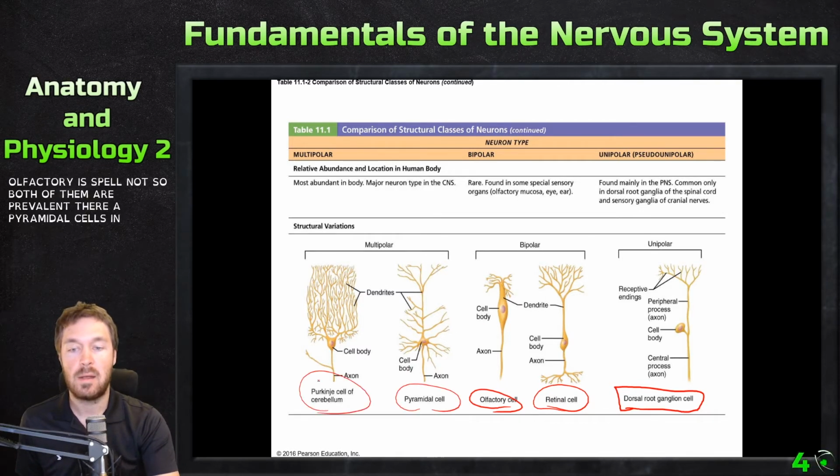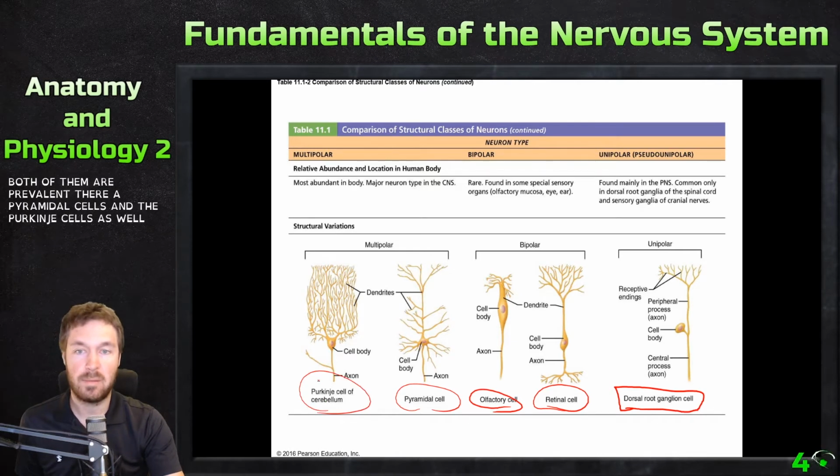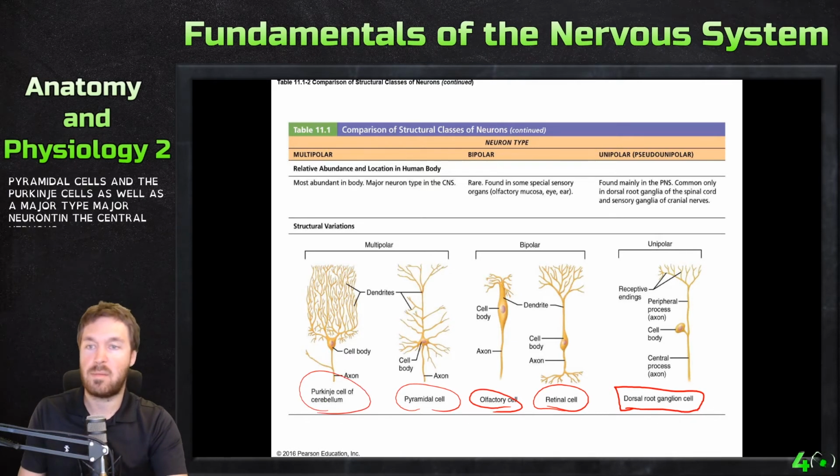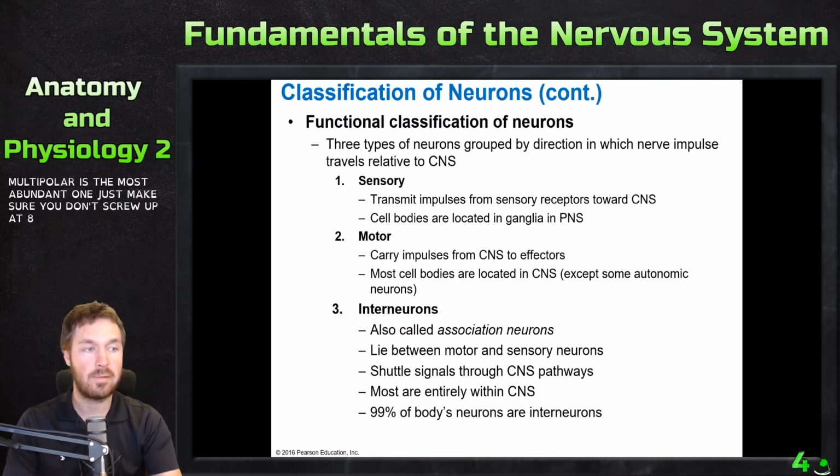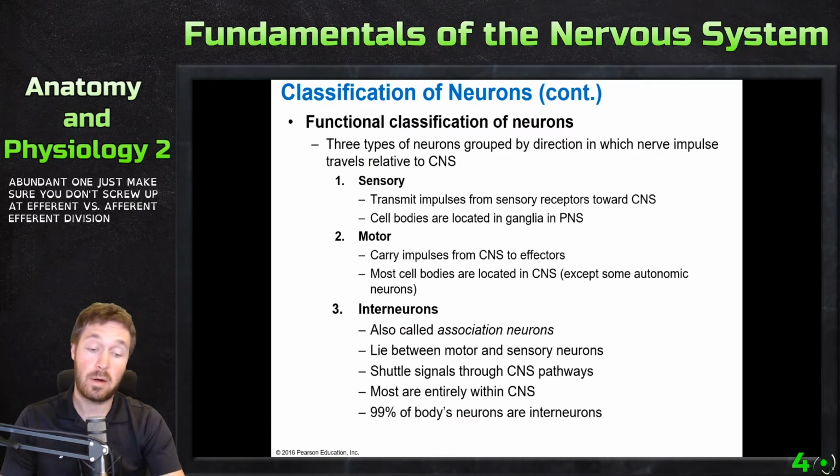Pyramidal cells and the Purkinje cells as well. So major neurons in the central nervous system. Multipolar is the most abundant one. Just make sure you don't screw up that efferent versus afferent division. And they are different neurons.